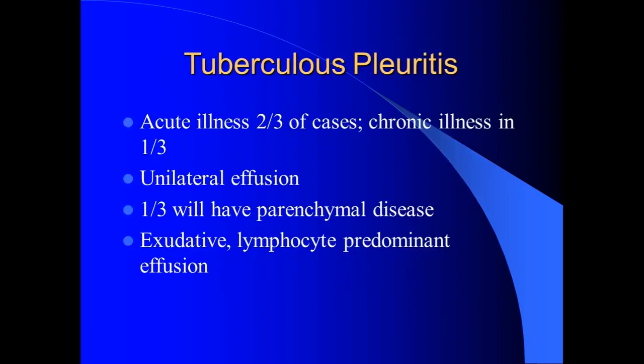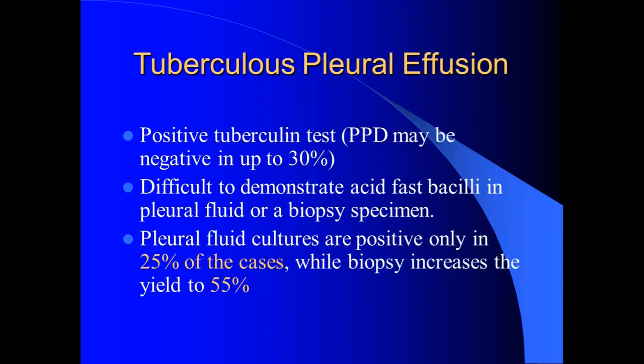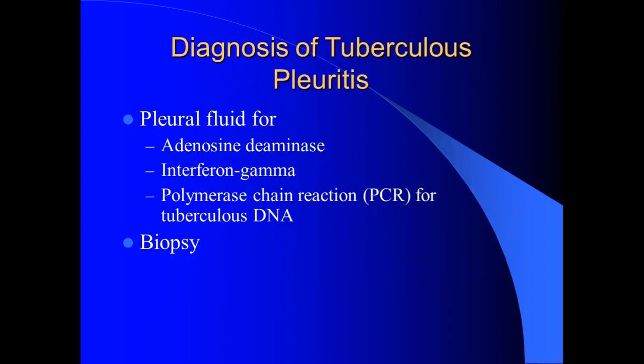Tuberculosis pleuritis: acute illness in two-thirds of the cases, chronic in one-third. It presents with unilateral effusion, and sometimes you have parenchymal lung disease. The effusion is exudative and lymphocytic predominant. PPD can be positive. It is difficult to demonstrate acid-fast bacilli in the pleural fluid when draining it.